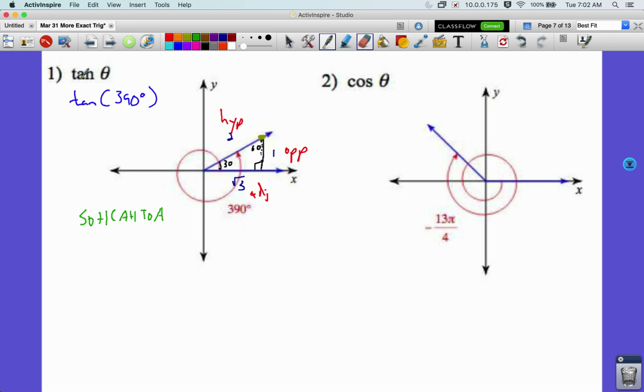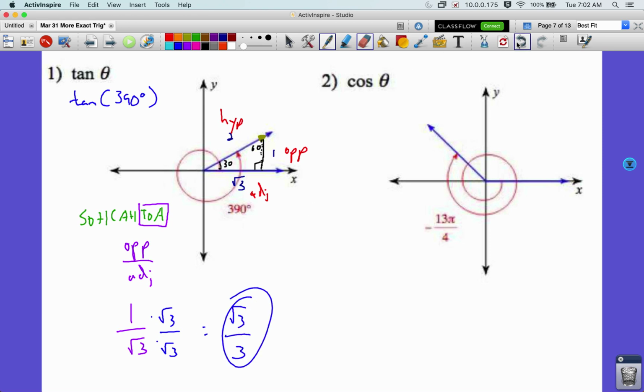All right, we see that it asked for tangent. So you can put a little box around the TOA part of SOHCAHTOA, meaning that we want opposite over adjacent. Look at what we labeled opposite, look at what we labeled adjacent. That becomes 1 over root 3. I don't like the radical in the denominator there, so I multiply by root 3 over root 3. And I get square root of 3 over 3. And that is the exact value. If you plug in tangent of 390 degrees, you'll get a decimal on your calculator. But this gives you the exact value, and it shows where it comes from.